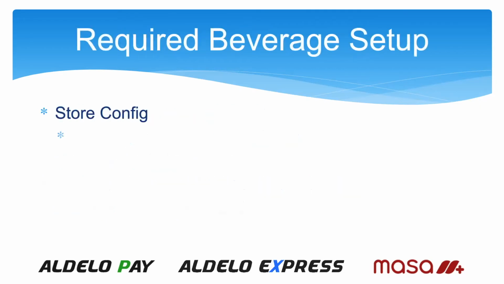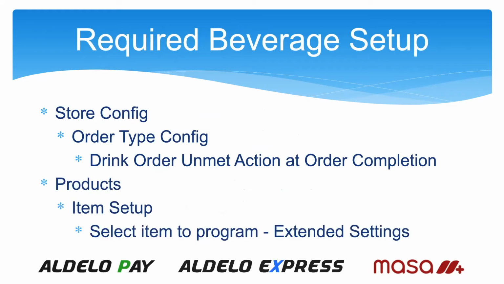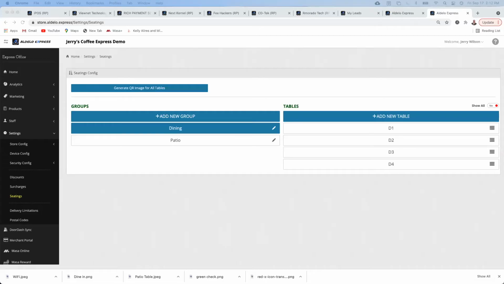Let's do some setup. So store config, order type, drink order unmet action at order completion. That's where you select what you want it to do. And then in the products, you have to tell it that these are the drinks that are going to meet this qualification. So let's take a look.